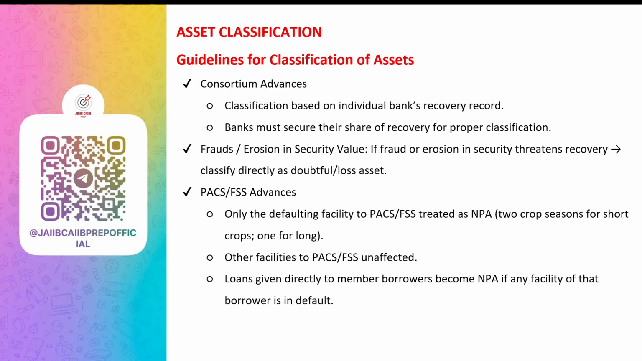Consortium advances. Sometimes a borrower takes big loans that are too large for one bank to handle. In such cases, several banks come together and give the loan jointly, and this is called a consortium loan. Each bank has its share in the loan and in the recovery. For asset classification, every bank will look at the repayment received for its own share. And to avoid confusion, the participating banks must get their share of recovery transferred from the lead bank.